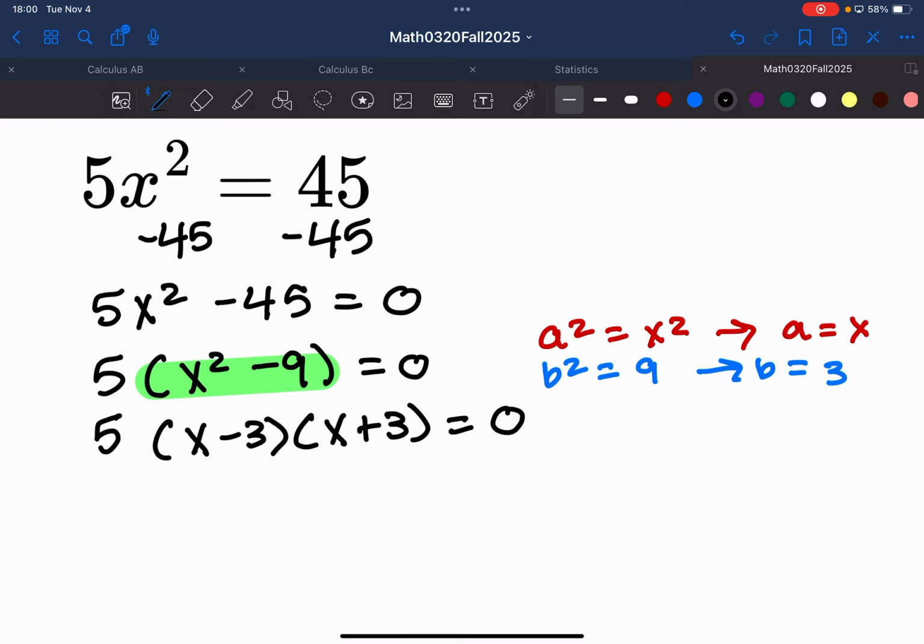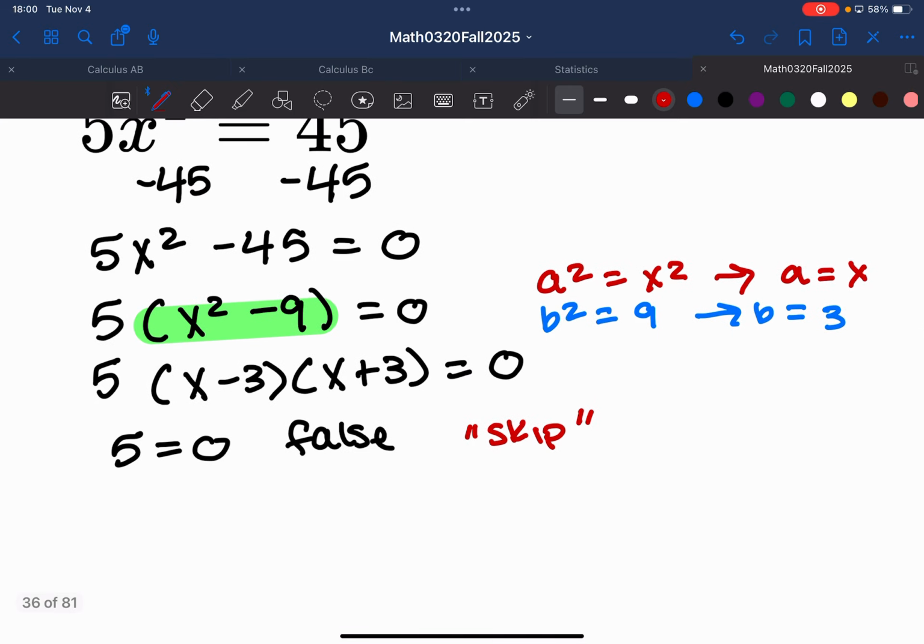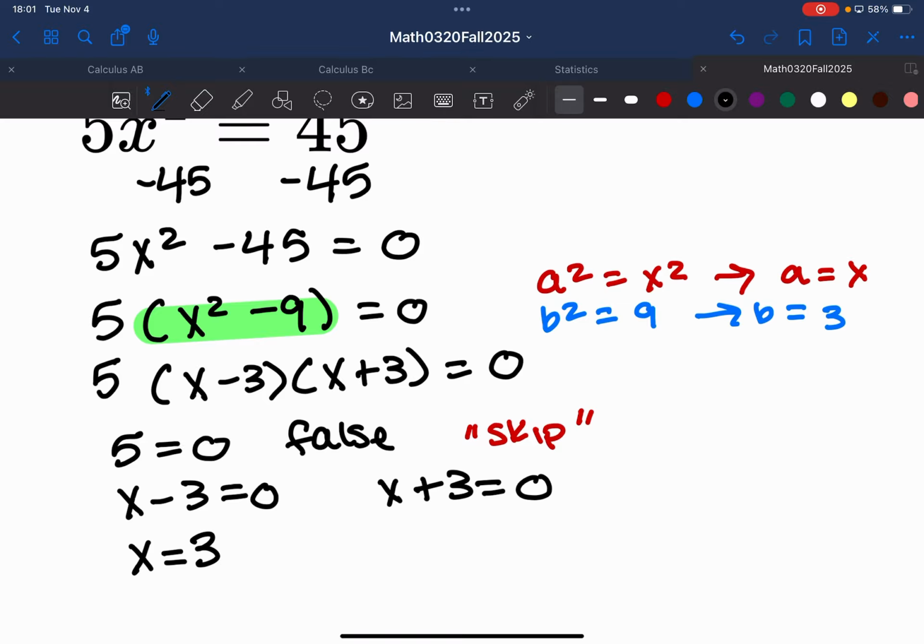Okay, we're still setting everything equal to 0, including that 5. Because I want you to get in the habit of setting everything equal to 0. However, if I do 5 equals 0, does that make sense? No, this is a false statement, which means I just skip it. It doesn't make any sense, I skip it. And this is again to get you in the habit of setting everything equal to 0. So now I do x minus 3 equals 0 and x plus 3 equals 0. Which means on the first one, I get x is equal to 3. And on the second one, I get x is equal to negative 3.